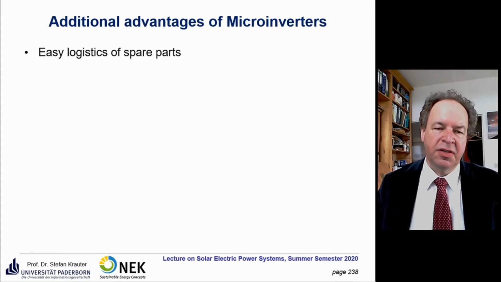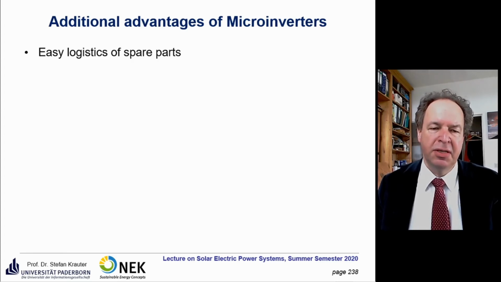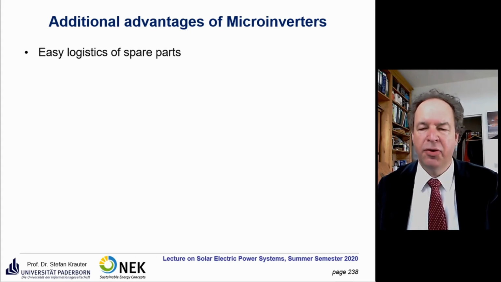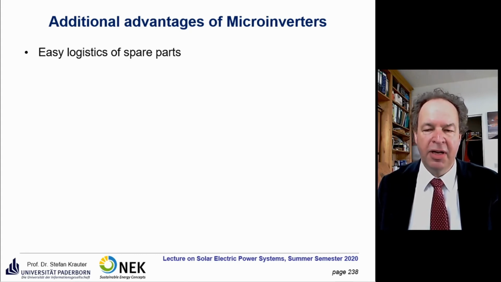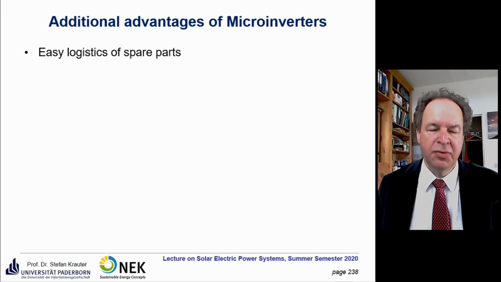Additional advantages are easier logistics for spare parts. While if you have central inverters, for each power level you have to have a separate inverter, and also for the different power and voltage levels and so on. And here you have just one single type of inverter.